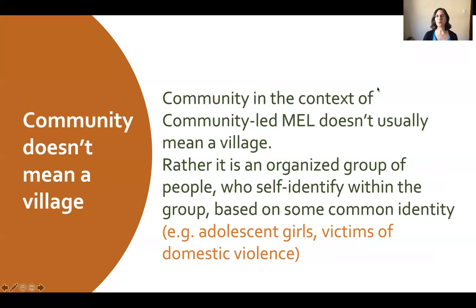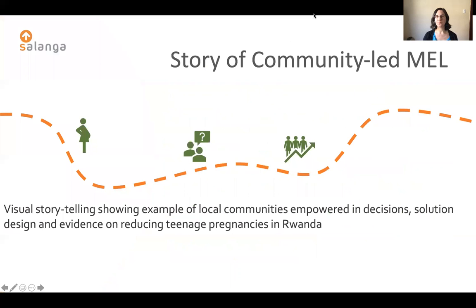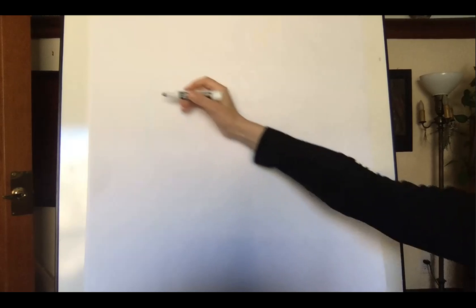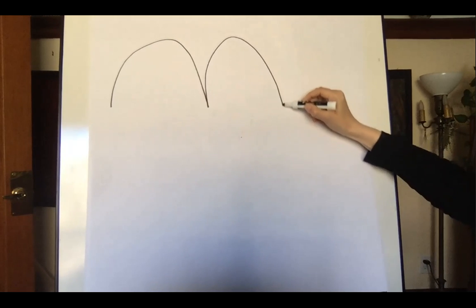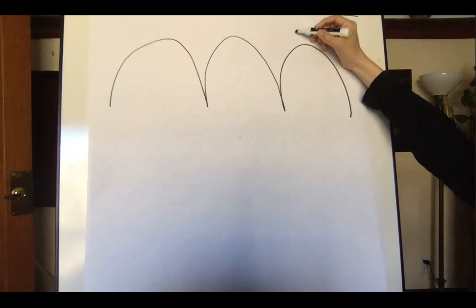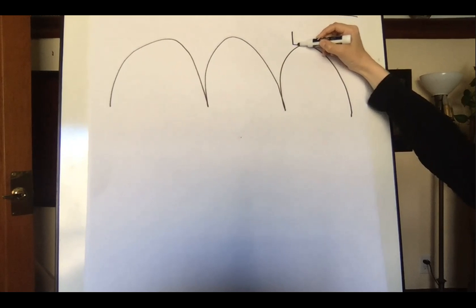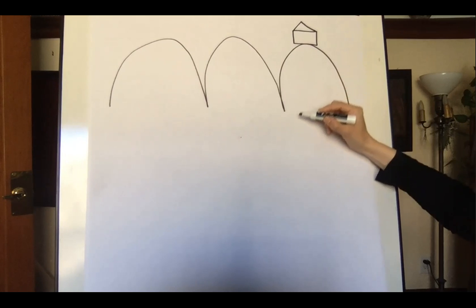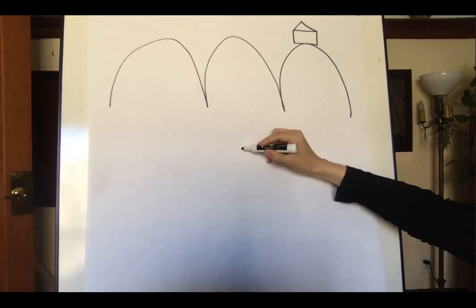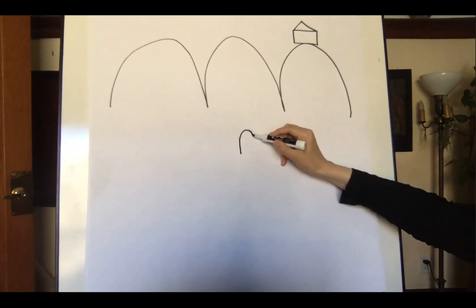So I'd like to illustrate what this could look like by telling a story of community-led MEL, and it's based on a real story. Imagine that there's a country of 1,000 hills. Let's call it Rwanda, and you may know this country. And in this country, there's a village. And in that village live a lot of people. And in that village, there is a community health worker.